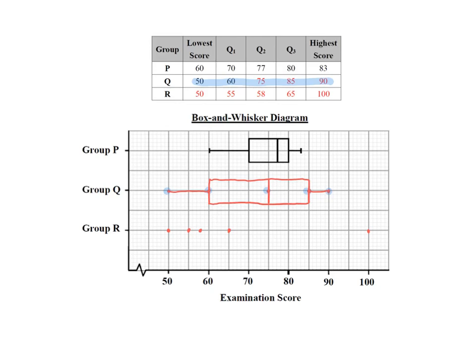We can do it similarly for our group R. Once again, add the 5 data onto the diagram. After that, draw the box by using our Q1, Q2 and Q3, and then add the 2 whiskers at the front as well as at the back. And what we're going to do next is some analysis based on this diagram.